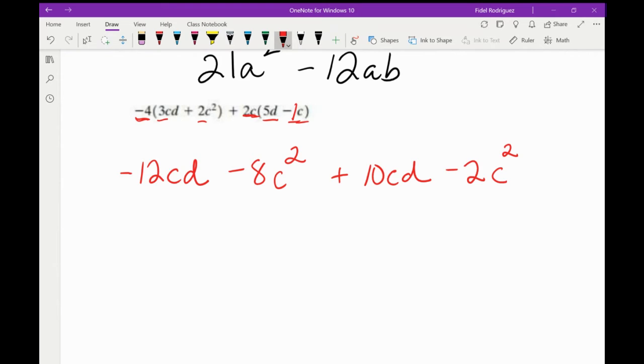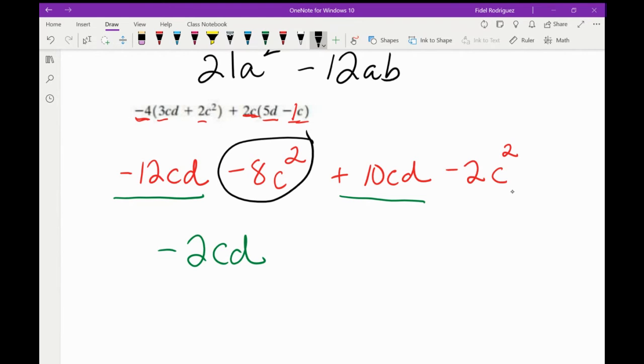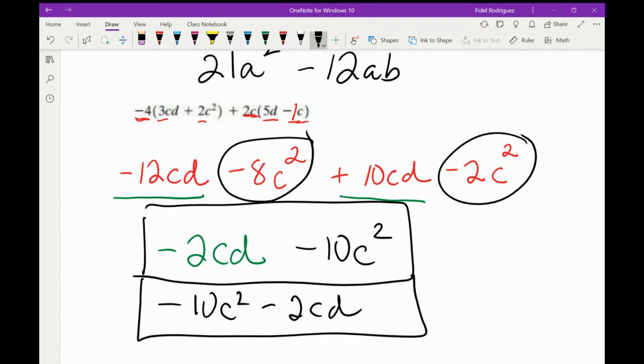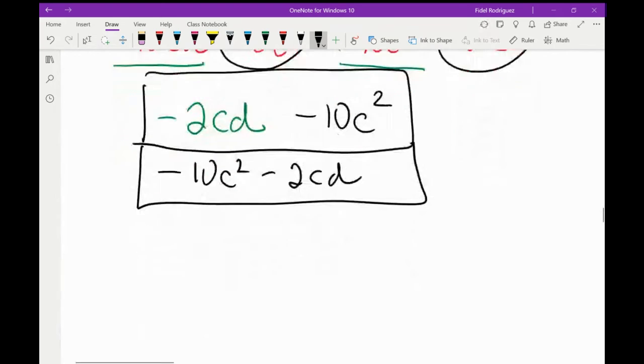And now I'll worry about putting them together. Guys, the order in which I put them is not really important, okay? So I owe you $12 and I only have 10, so I'm going to owe you 2. And let's see, I owe you $8 and I borrowed 2 more, so now I owe you 10. So like I said, guys, the order is not important. So if you write it like this, or if you write it this way, it's the same thing, okay? It's the same thing. There's no difference between the two.